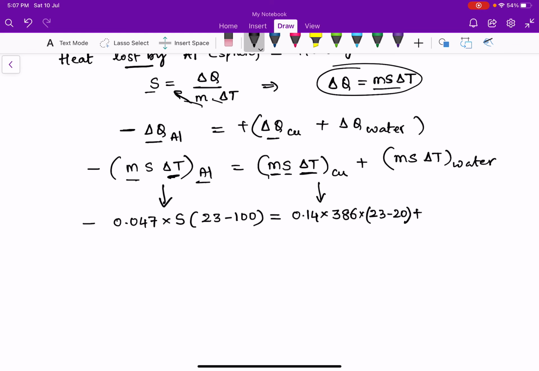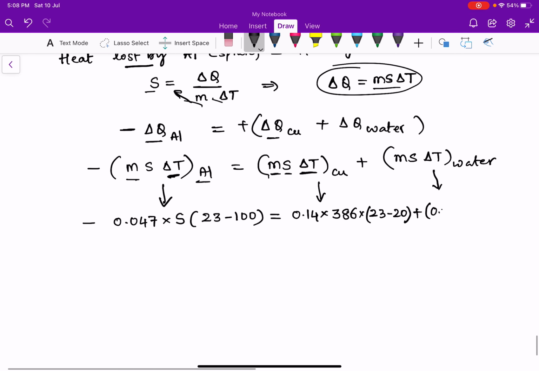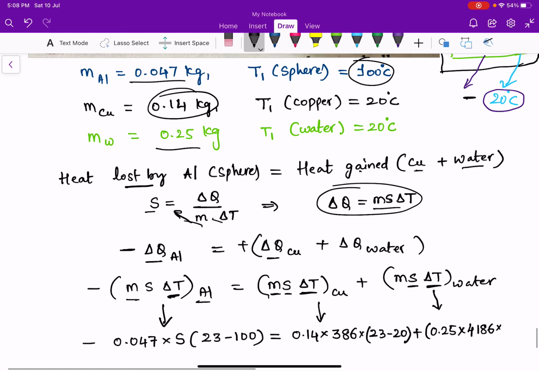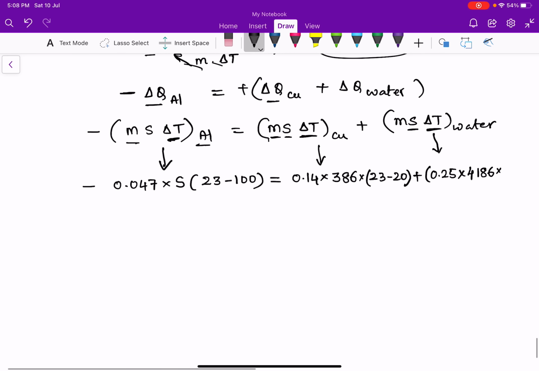Now what is left? The amount of heat energy required for water. Mass of water is 0.25 kilograms, into specific heat capacity of water, which is 4186 joules per kg per Kelvin, into change in temperature of water. For water, the final equilibrium temperature is 23 and the initial temperature is 20. So 23 minus 20 again.